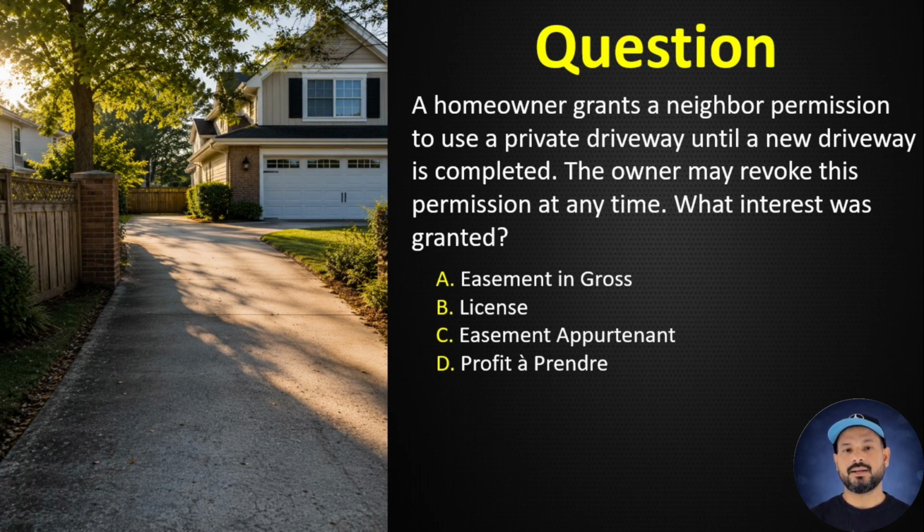Question number 7. A homeowner grants a neighbor permission to use a private driveway until a new driveway is completed. The owner may revoke this permission at any time. What interest was granted? A. Easement in gross. B. License. C. Easement appurtenant. D. Profit apprendre. Correct answer B. License. A license is temporary, personal, and generally revocable.